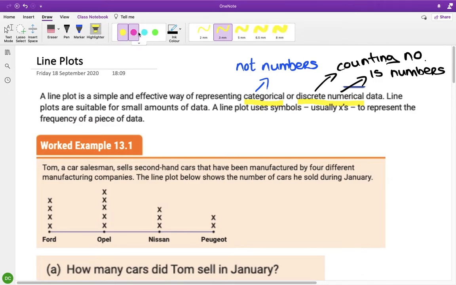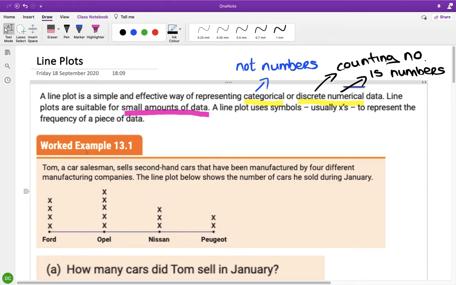And the next thing that's important is line plots are suitable for small amounts of data. They don't really work if you're talking about 50 or 60. They're very cumbersome and messy, because every data point is put in individually. Depending on some of your projects, if you have an awful lot of data, like births and deaths and crime figures, a line plot won't work. You might need to isolate your data, bring it down a little bit, and hone in on one part of it to be able to use a line plot.